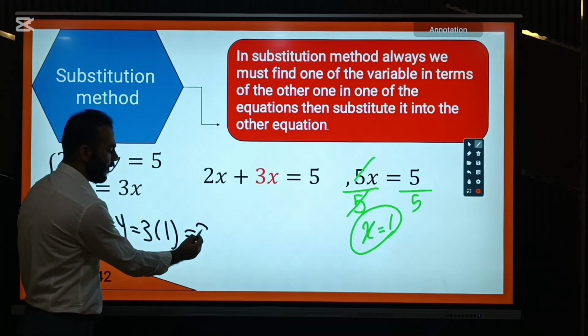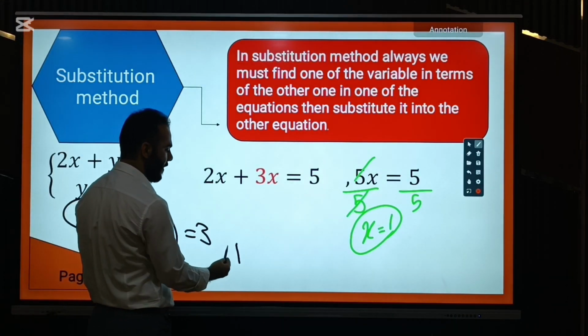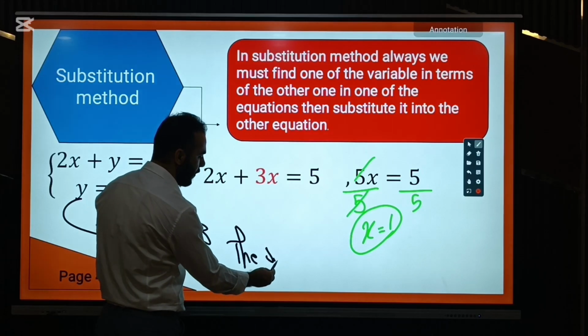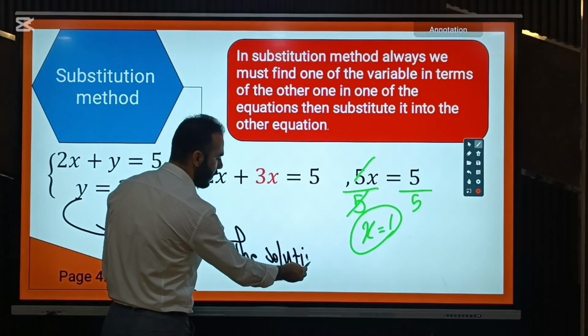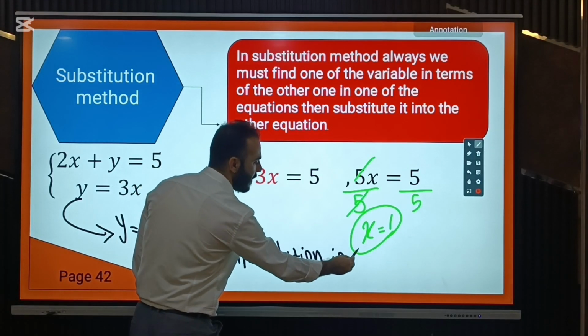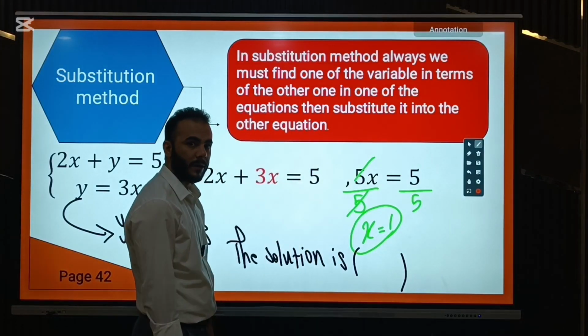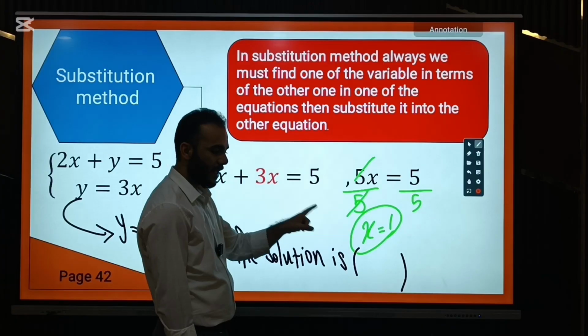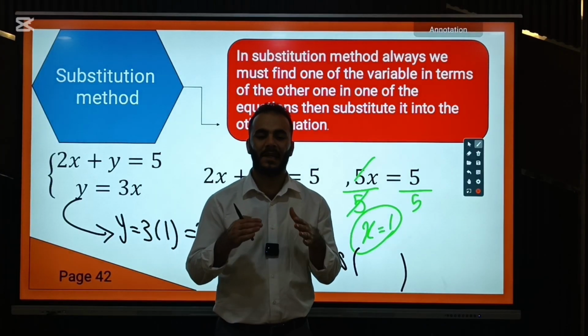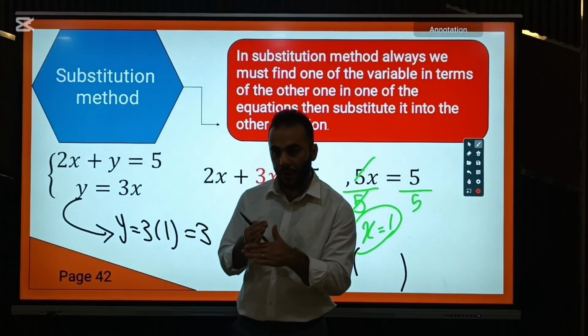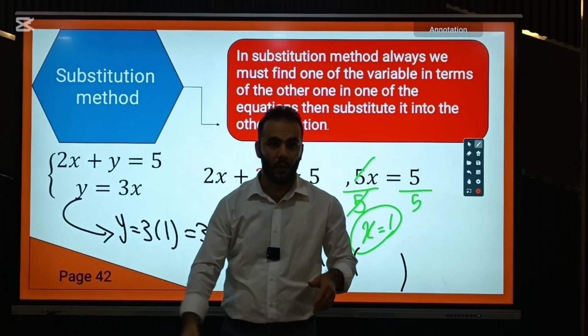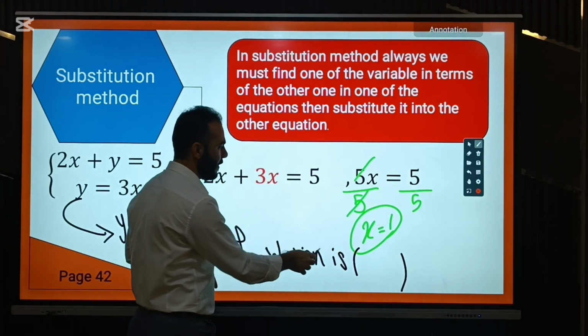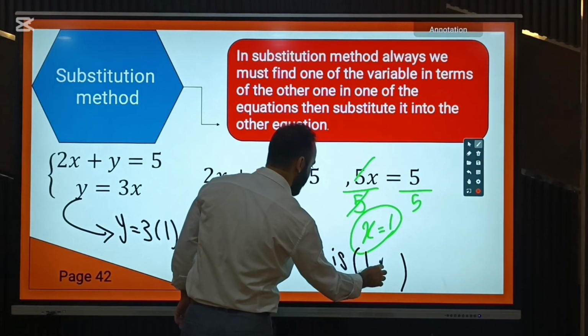3 times 1 is 3. So you are going to say that at the end, the solution is, you should write it as an ordered pair, okay? And it's better because that ordered pair shows us that the intersection point of these two lines, of these two equations, is 1 and 3.